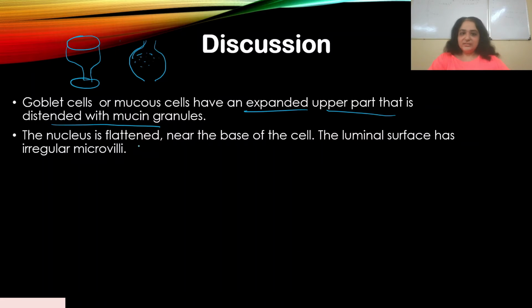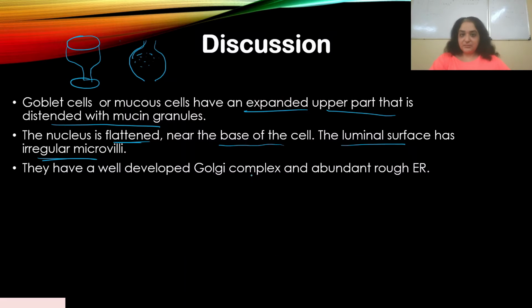So the nucleus is flattened in goblet cells near the base of the cell. The luminal surface has irregular microvilli. They have a well-developed Golgi complex and abundant rough endoplasmic reticulum. So this is just some information about what goblet cells are and what they look like.